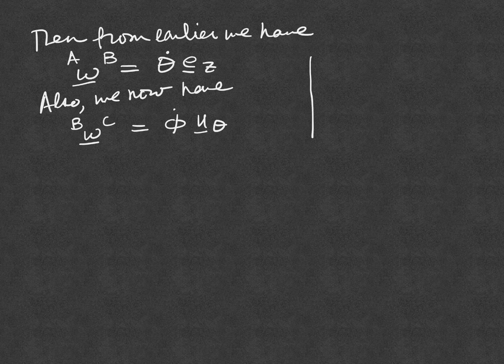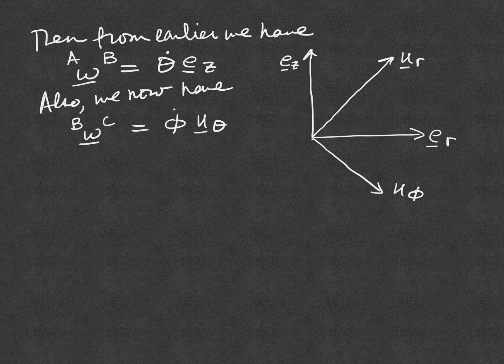Let's draw the diagram again. We see here that here's ER, and here's EZ, and here's UR, and here's U phi. So EZ is not one of the vectors in this basis UR, U phi, U theta. As a result, what we have to do is express EZ in terms of this basis UR, U phi, U theta.